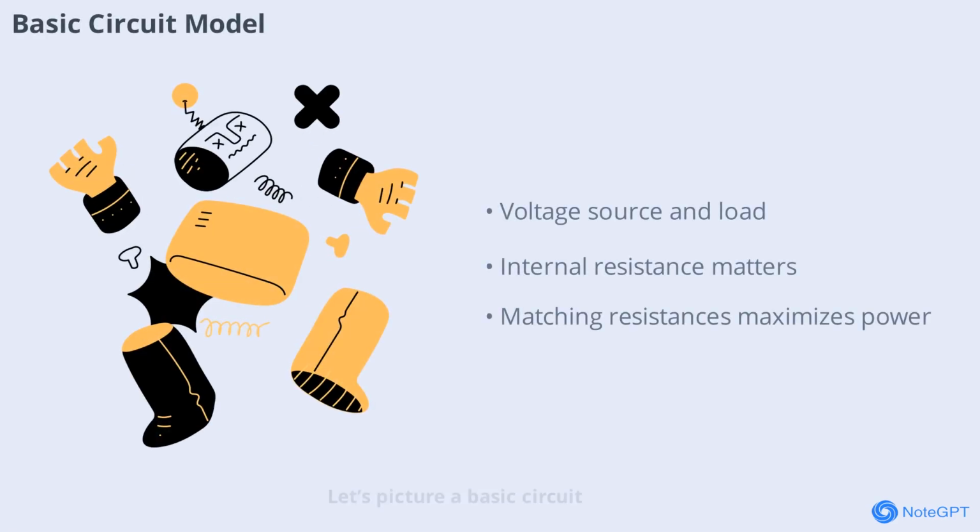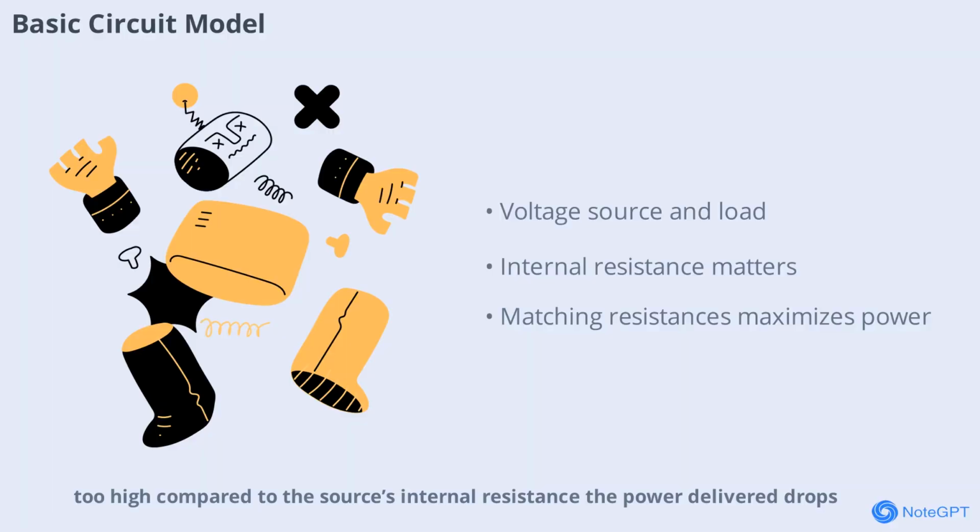Let's picture a basic circuit: a voltage source with an internal resistance connected to a load resistor. The internal resistance represents the unavoidable losses inside the source, while the load is the device or component we want to power. By adjusting the value of the load resistor, we can see how the power delivered to it changes. When the load resistance is too low or too high compared to the source's internal resistance, the power delivered drops. But when they match, the power delivered to the load reaches its maximum. This relationship is at the heart of the theorem.